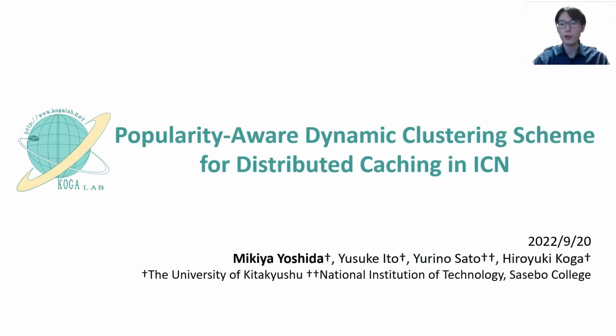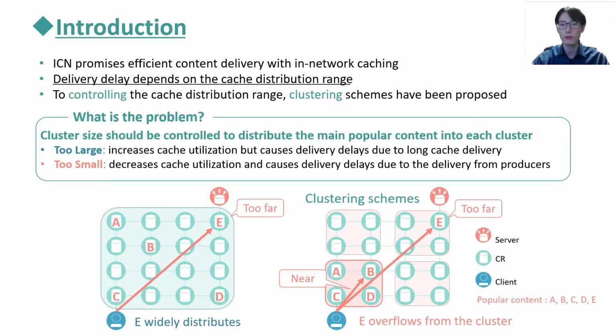Hi, I'm Mikiya Yoshida, a student of the University of Kitakyushu, Japan. Our research focuses on dynamic clustering to efficiently retrieve contents by controlling cache distribution range based on contents popularity in ICN. As you know, ICN promises efficient content delivery with in-network caching, but the performance in terms of delivery delay depends on the cache distribution range.